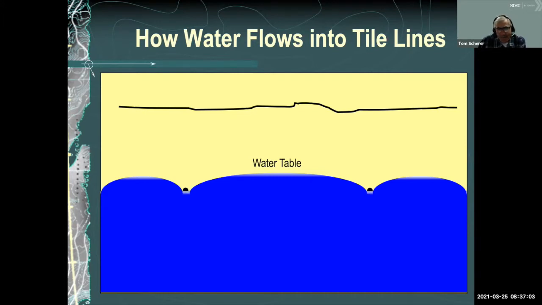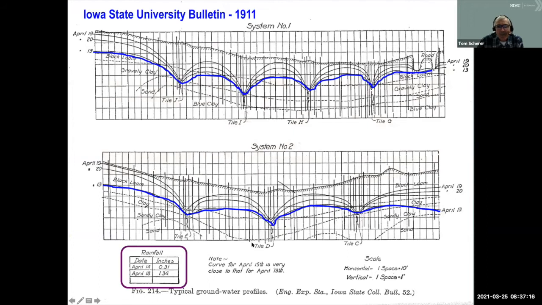So that gives you kind of a broad cartoonish view of how water might flow into the tile as we see it here. And just to give you an example, I pulled this diagram out of an Iowa State experiment station bulletin from 1911, showing, I'll point up here, they've got two transects that they put across this field.